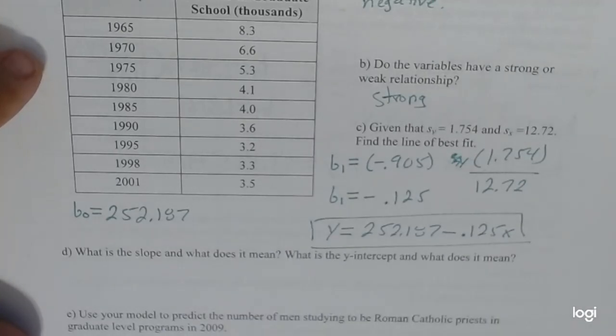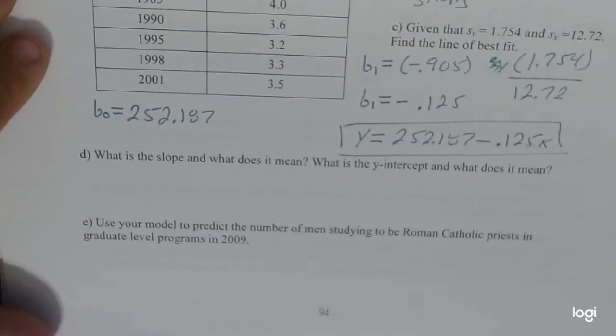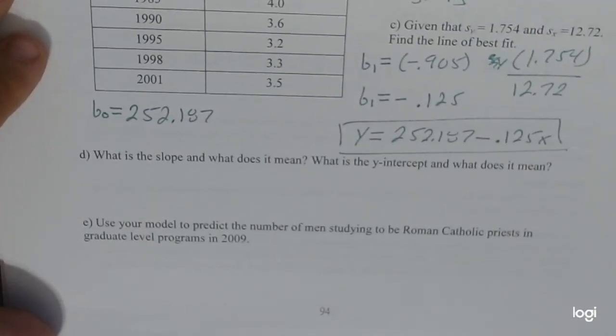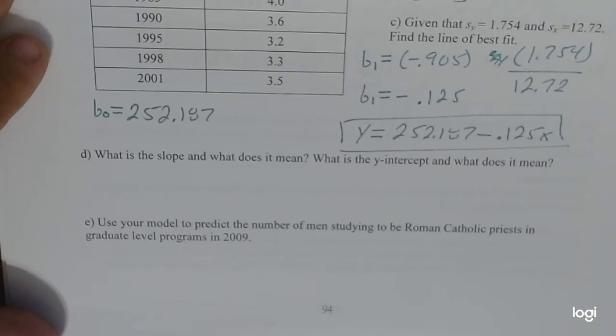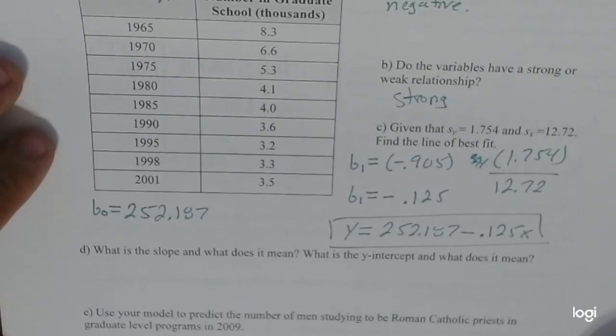Okay. So there's our regression line for part C. Now here's the thing, you've got to move more closely with D and E. It says, what is the slope and what does it mean? What is the y-intercept and what does that mean? So remember, going back to slope, it represents two things with the change of the slope.